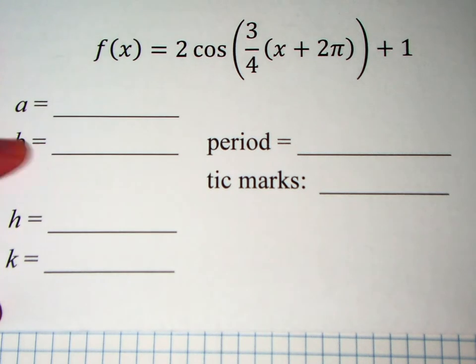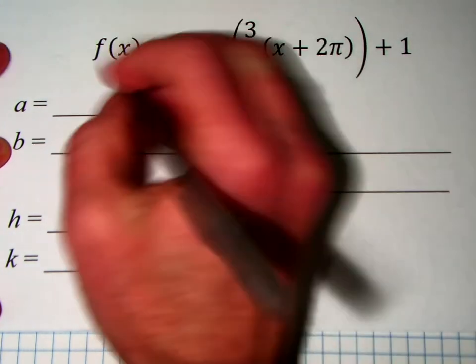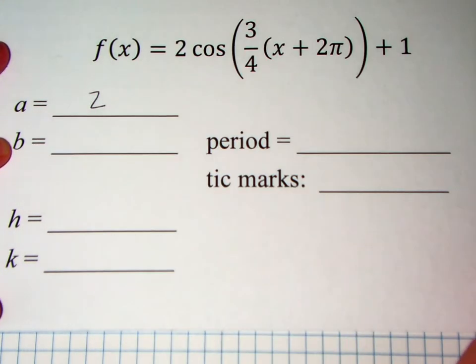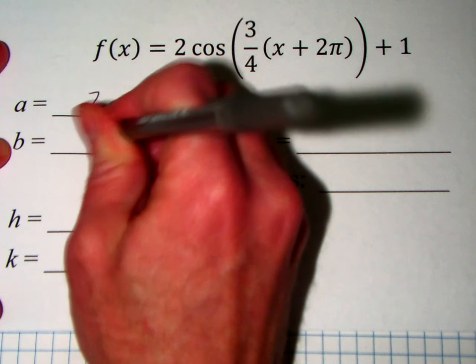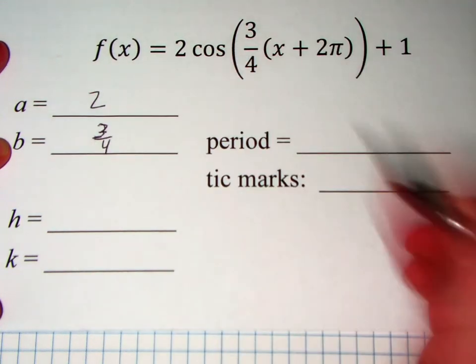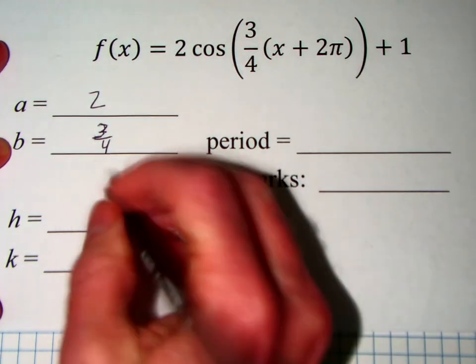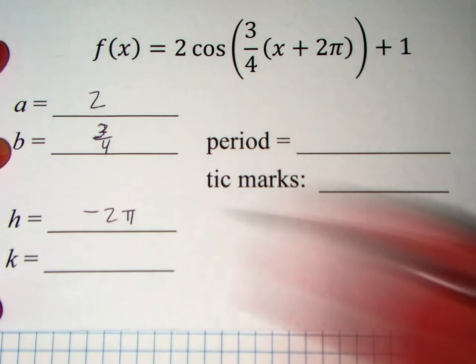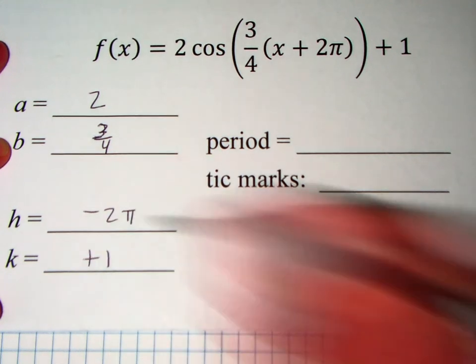So I'm going to get the information out of here. My a value is 2. We know that deals with the amplitude. 3 over 4 is my b value. My h value is negative 2 pi. Don't forget to change the sign. And my k value is positive 1.